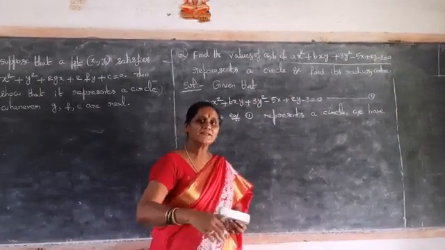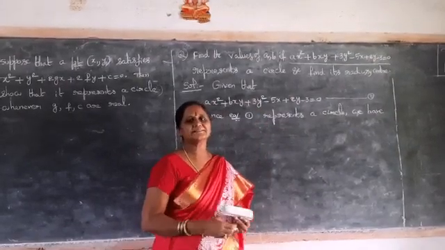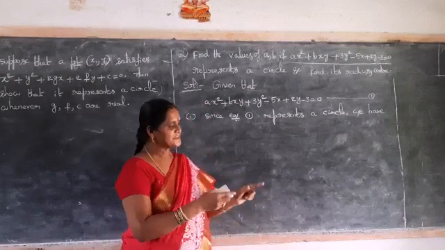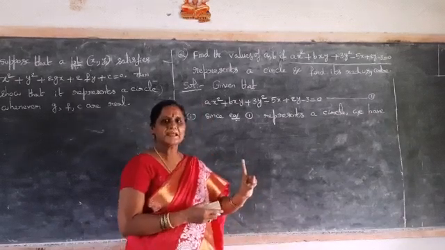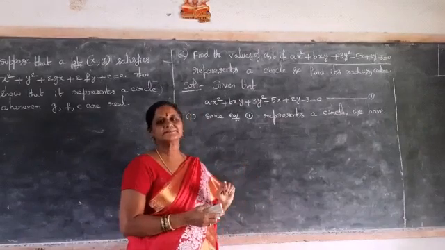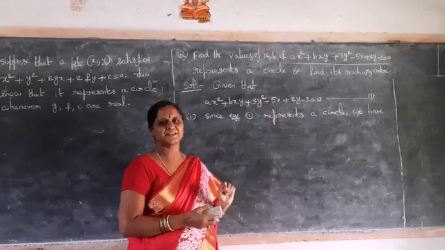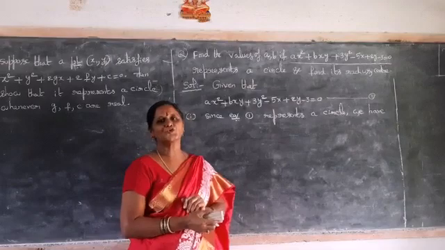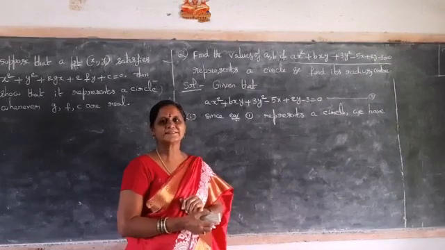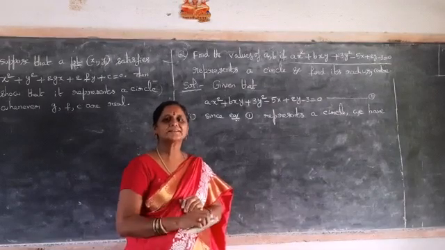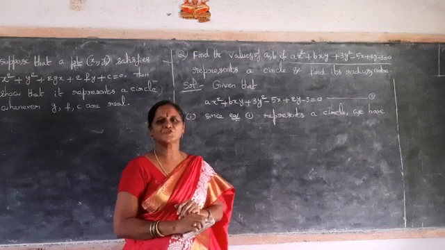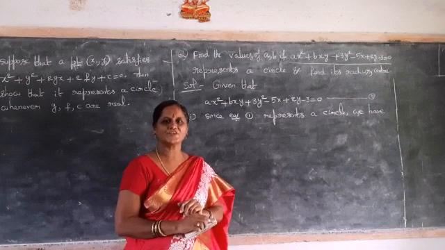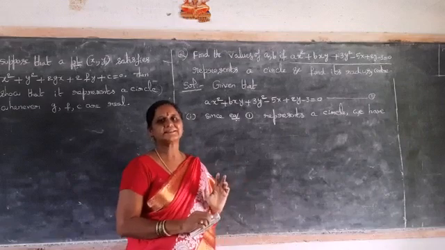That is already the three conditions are satisfied. That is, first condition is that coefficient of x square is equal to coefficient of y square. Second condition is coefficient of xy is equal to 0. Third condition is that g square plus f square minus c greater than or equal to 0. Our three conditions are satisfied.